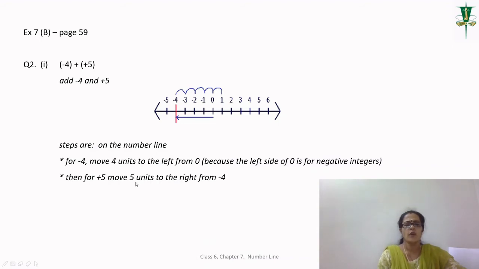Then from -4 you have to move 5 units to the right, because you're adding a plus 5. So you have to go to the right direction. You're adding. So you go from -4, 5 steps in the positive direction. So you go from -4, 1 step, 2, 3, 4, and 5th step, and it lands you at plus 1. So therefore, -4 plus 5 is equal to plus 1.